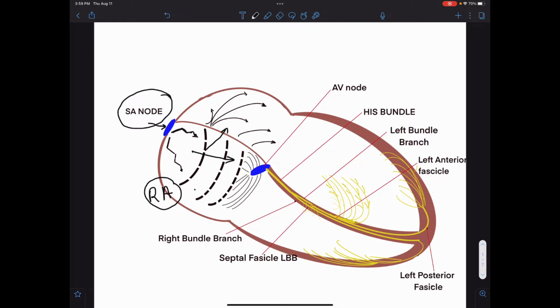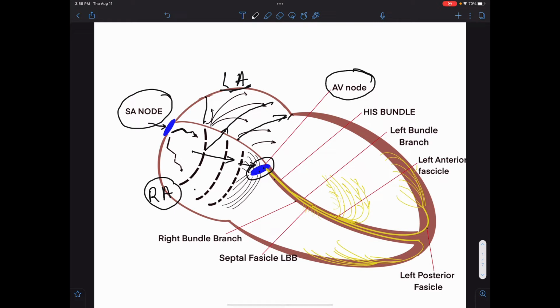Once it touches the left atrium, it spreads across the entire part, and in the lower part of the right atrium, there is a structure which is called the AV node. This is the node which has the electrical connection between the atrium and the ventricle.